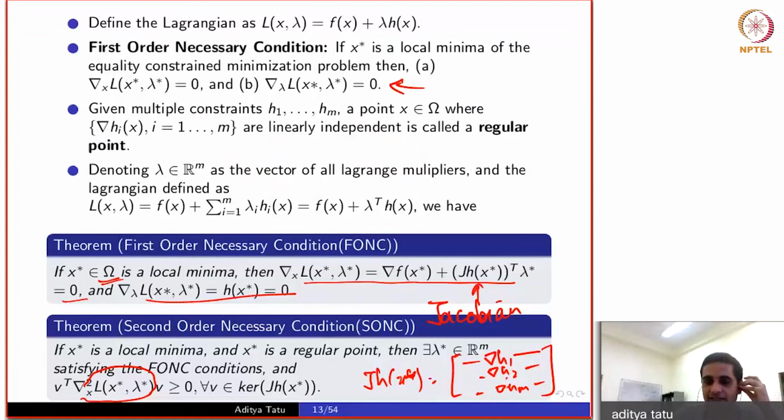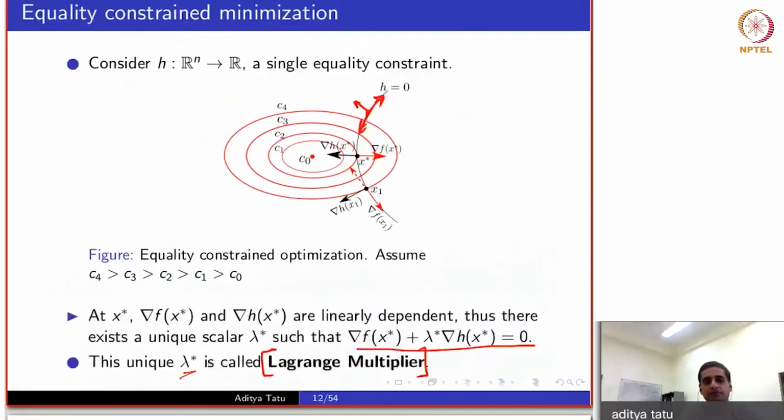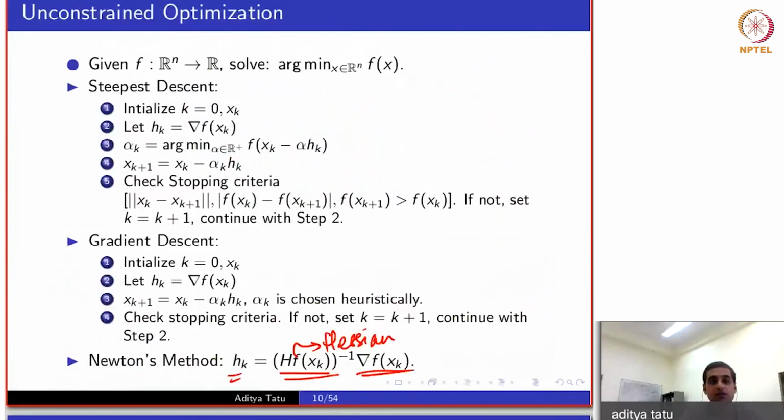Sir, about gradient descent, you said that the alpha value is heuristically determined. Can we change the alpha value each iteration and determine how fast it's approaching the minima? Yes. So alpha k you can choose yourself. You can vary it in every iteration if you want.